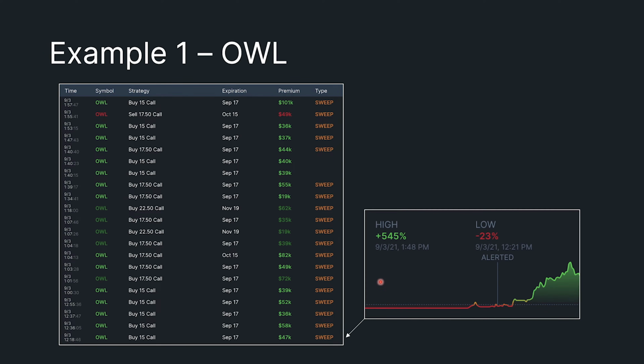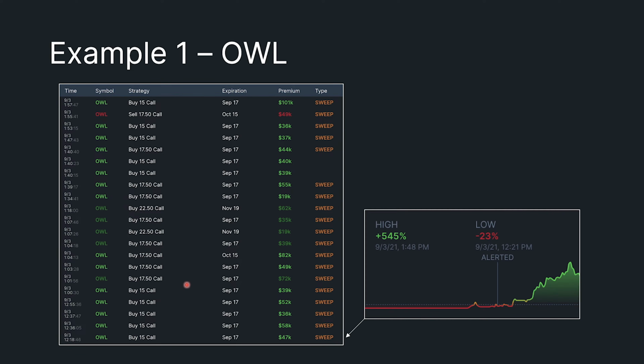That way you can see my thought process on them. The first example is this play on Owl. It had an amazing return for the first call. Obviously, you're wanting to wait for some additional flow to come in, so you wouldn't have been able to enter as early as this trade. However, it took a little while before this trade really took off.